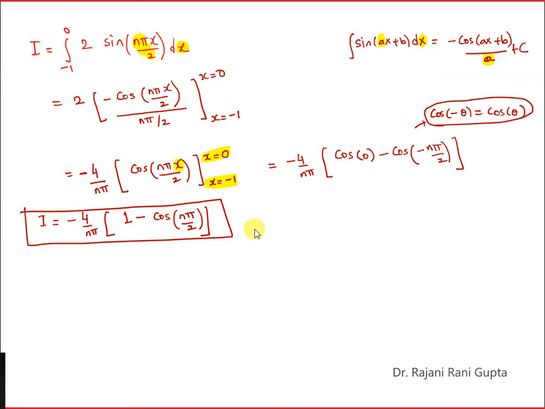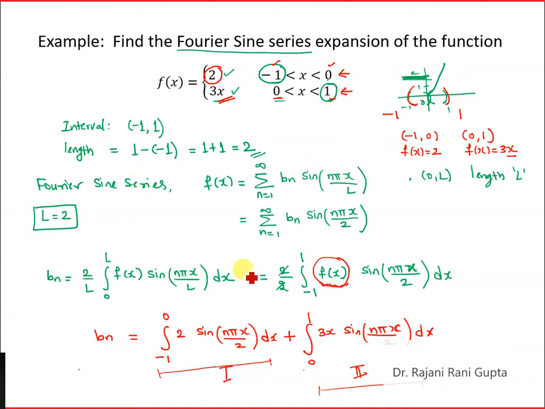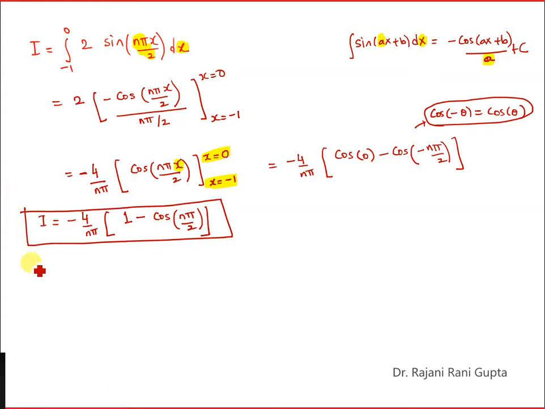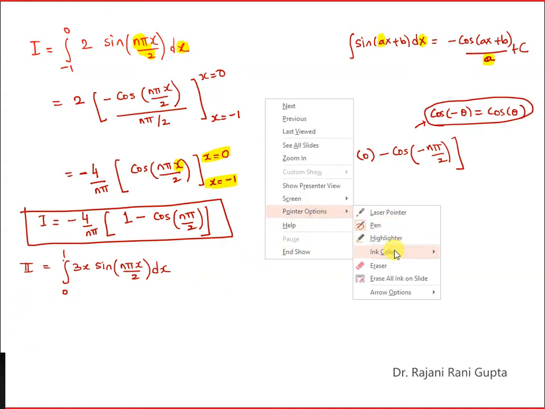Let's now find the value of the second part, which is 3x sine of n pi x over 2. So the second part is the integral from 0 to 1 of 3x sine n pi x over 2 dx. Now it is a product of two terms under integration. So again integration by parts, and we can use our same method for doing that.